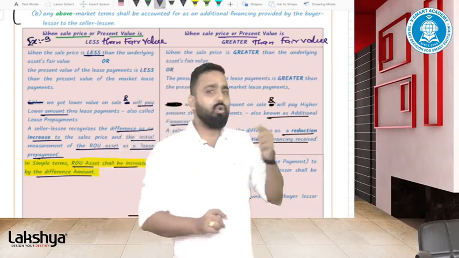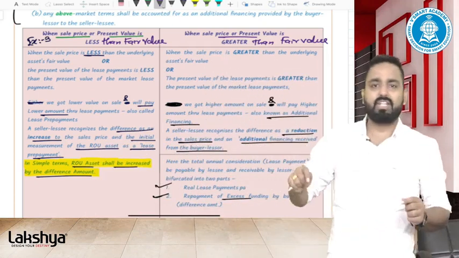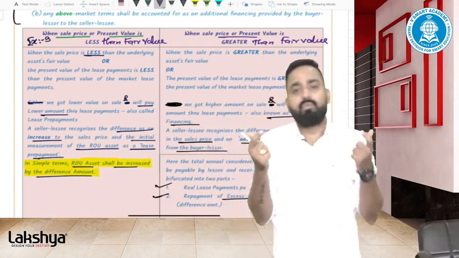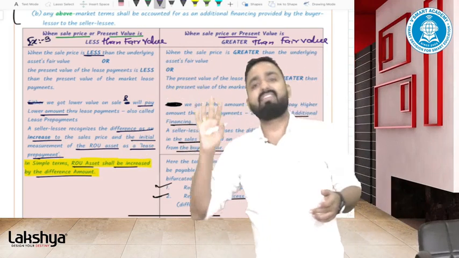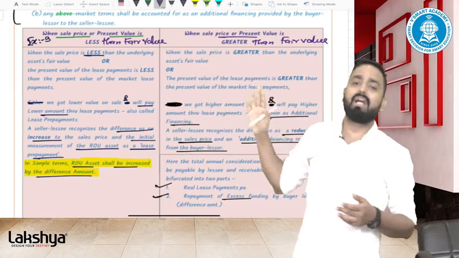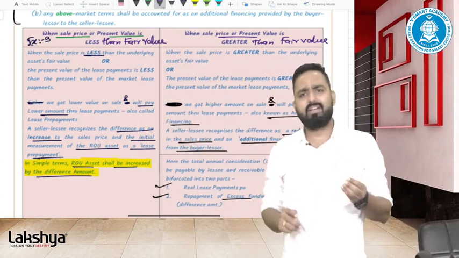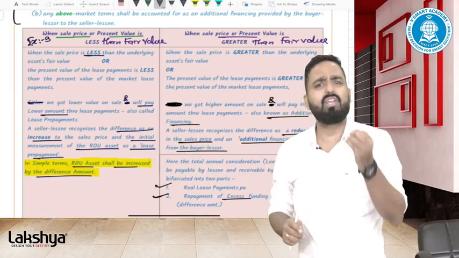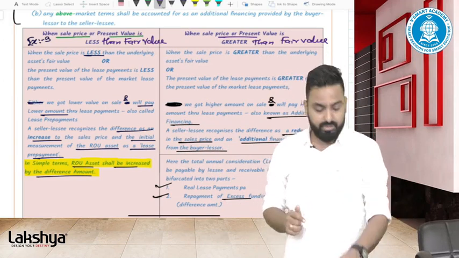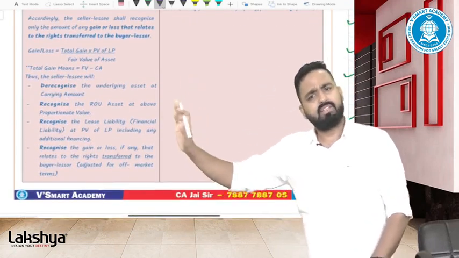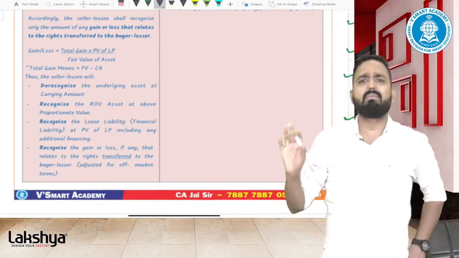When the sale price is lower than fair value, that means in the question they have given you a different amount of sale and a different amount of fair value. When the sale price is different from fair value, it may be lower or it may be higher than fair value. In both the cases, we have to understand some additional further points. The basic accounting treatment will definitely be the same.